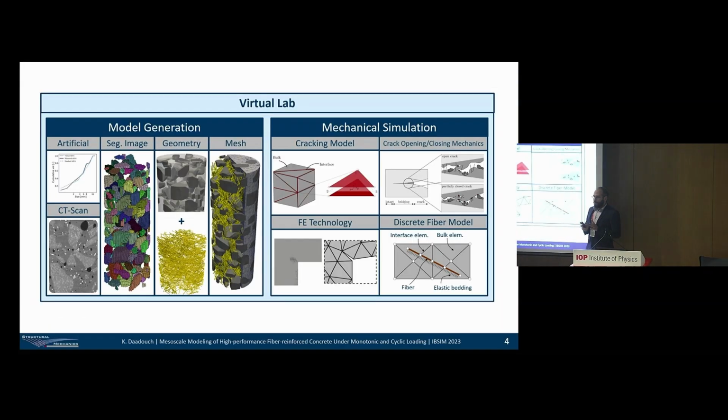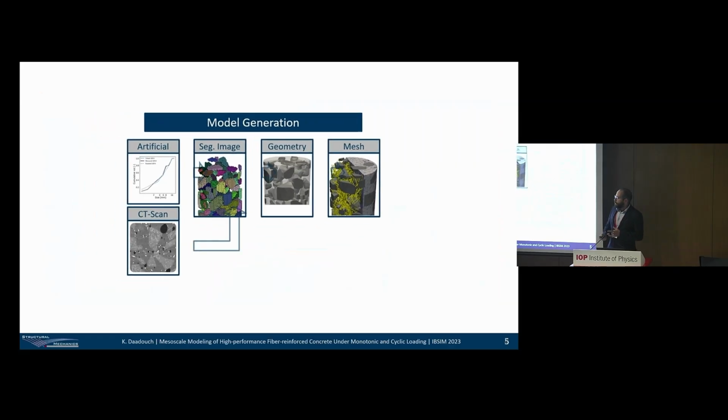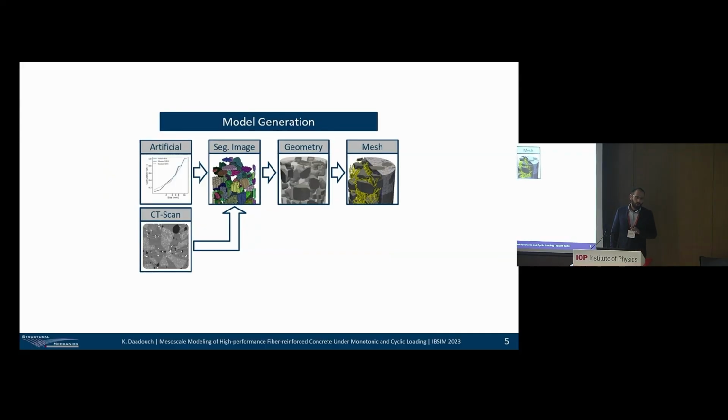Our vision for a virtual lab consists of two modules. The first one we call model generation, where we create finite element models starting either from synthetic data or from imaging of real specimens. And the second module, of course, is to simulate the fracture response, to mechanically break them. Today I will be focusing on the model generation module.